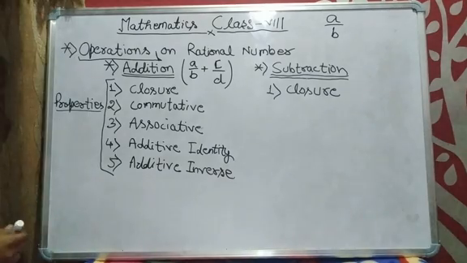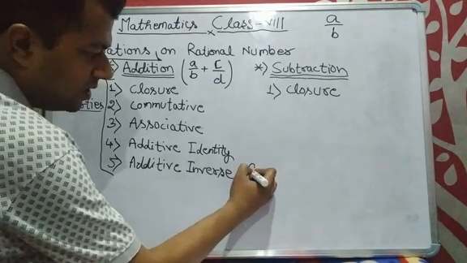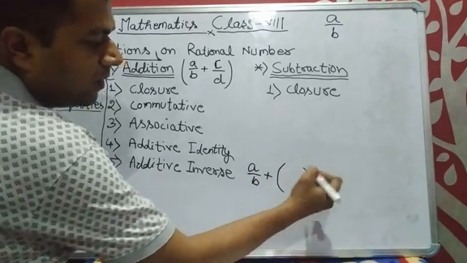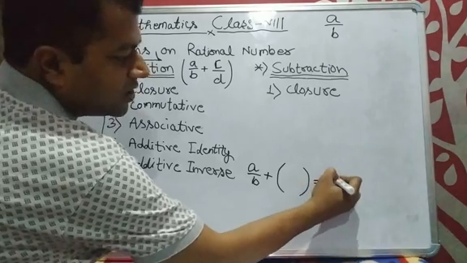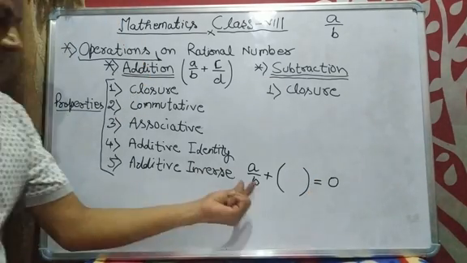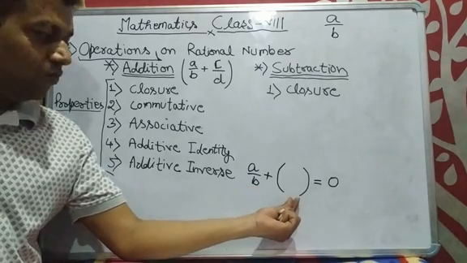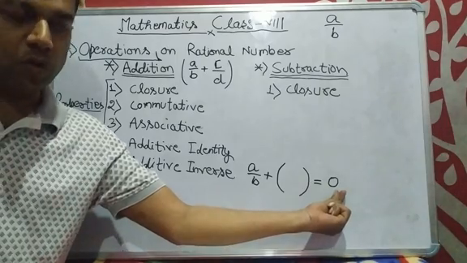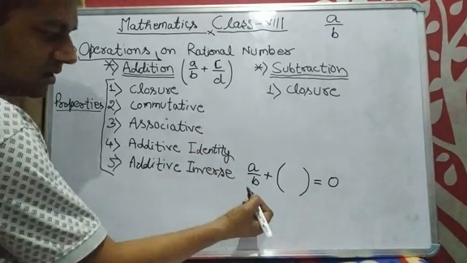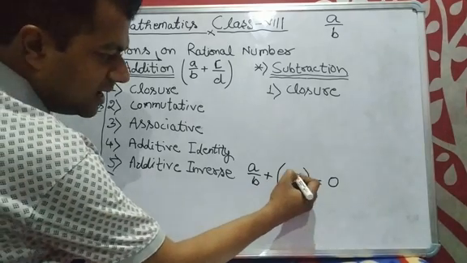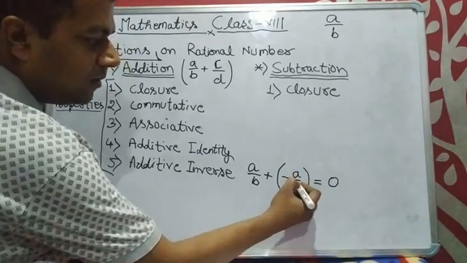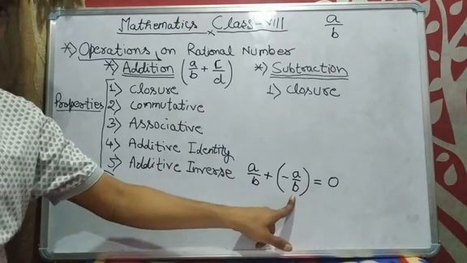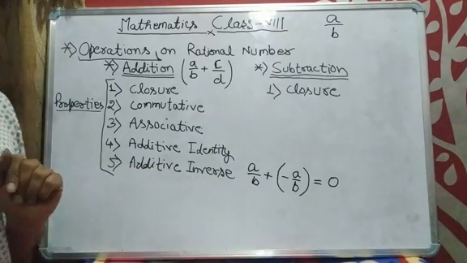In additive inverse, we just add such a rational number so that the result must be 0. We have one rational number; what must we add here so that the result should come 0? For this, you can see minus A upon B. It means if one rational number is added to its opposite-sign rational number, the result will always be 0.